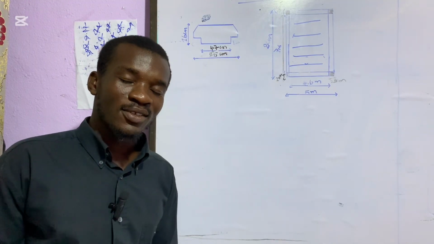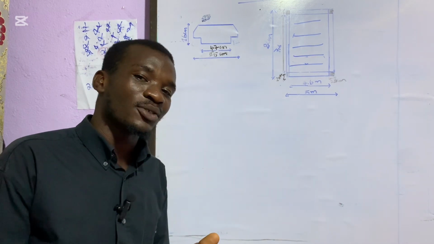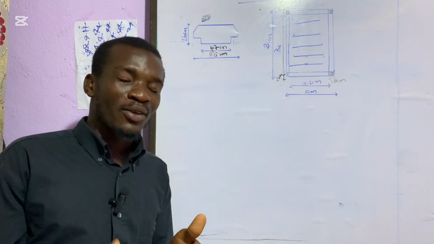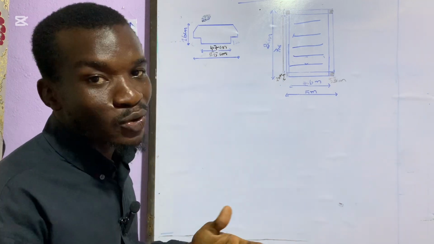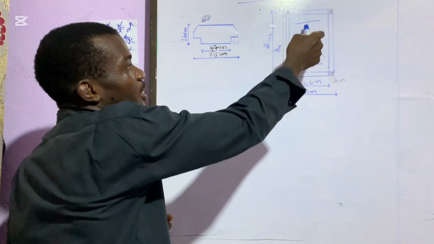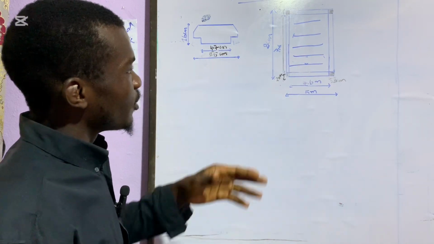Today in our new video, I will teach you how to calculate the number of rib-beam for your slab. If you have a hollow slab that you have to concrete, how do you determine the number of rib-beam for a specific span? So here you have a slab, a hollow box slab.